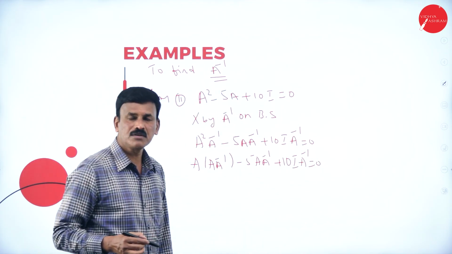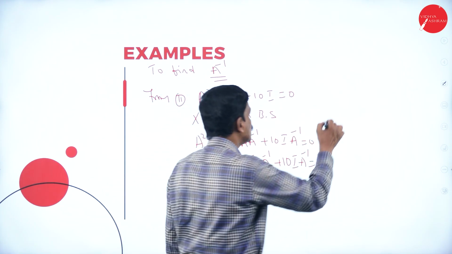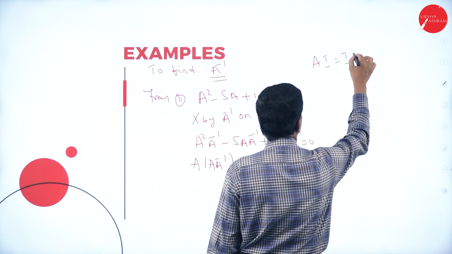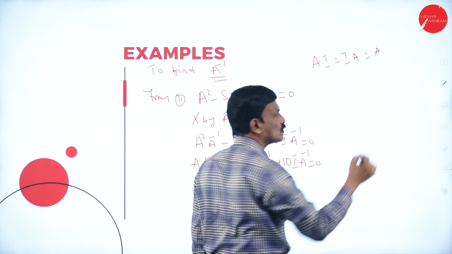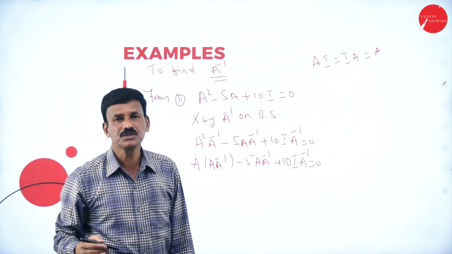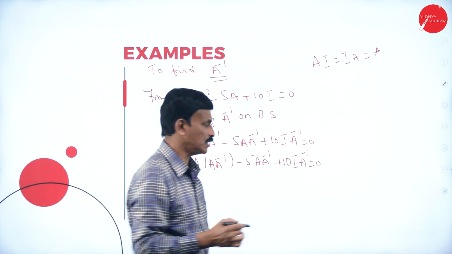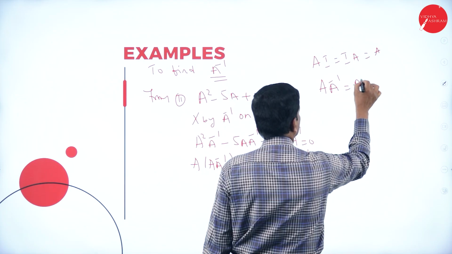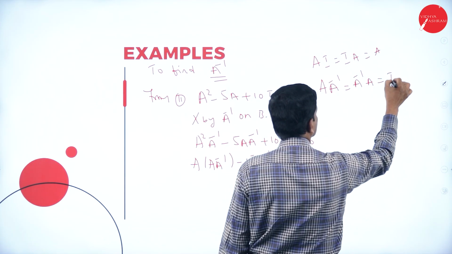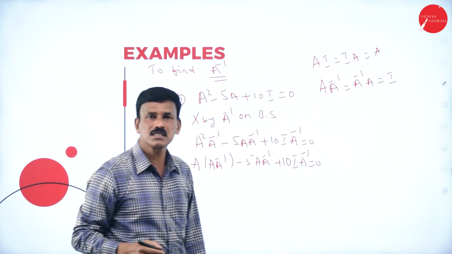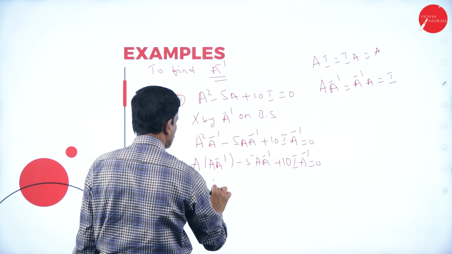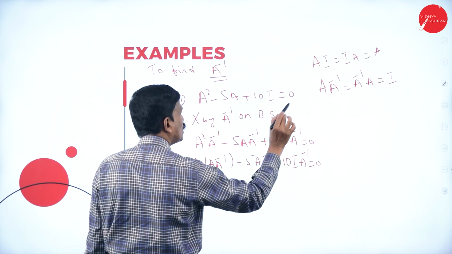So, you might have studied while solving the problems in matrices and determinants, any matrix into identity matrix or identity matrix into any matrix is equal to the same matrix. I into A or A into I is equal to A. Similarly, a matrix into inverse or inverse into the same matrix is also equal to an identity matrix. These are the two important properties. So, A into A inverse is equal to an identity matrix.